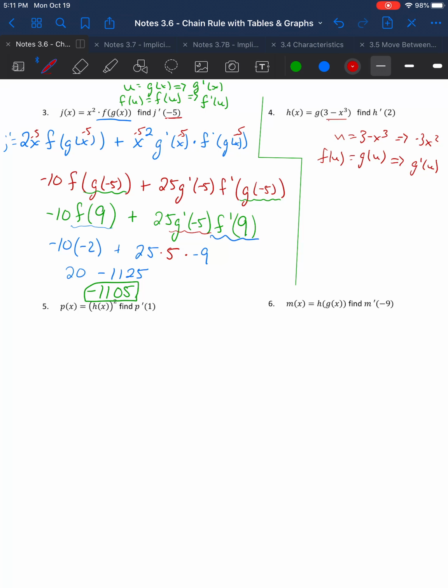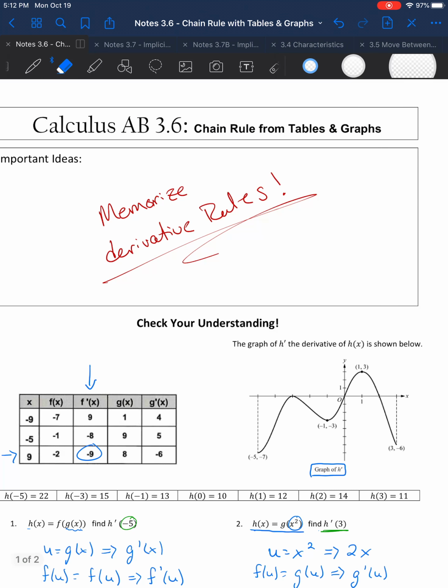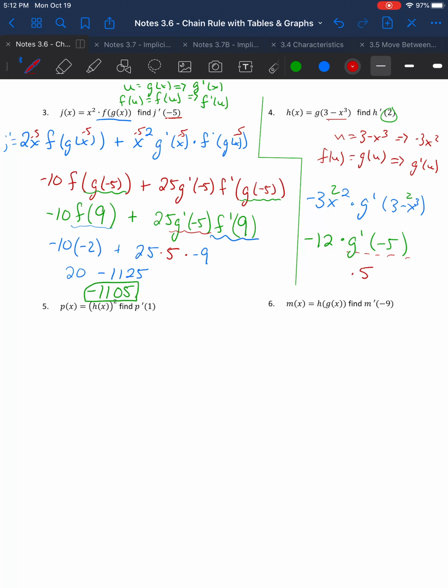All right. They're asking me for the derivative of h. Well, I need a u. Oh, I forgot I was on that mode. 3 minus x cubed. So that means f of u will be g of u. I get -3x squared. g prime of u. Multiply those together. g prime of, but what was u? 3 minus x cubed. And we're doing this when x is 2. So 2 squared, 4, times -3, -12, times g prime of 2 cubed is 8, 3 minus 8, -5.